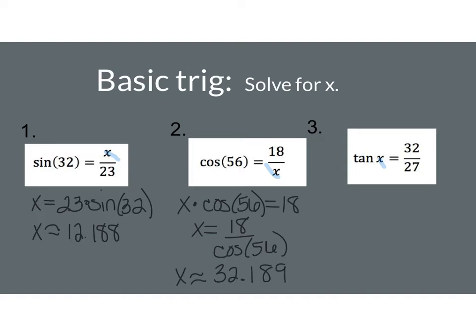For the third example, when you're solving for the angle, that's when you're going to use inverse tangent. That's the tangent with a little -1 in the power, and you take inverse tangent of your ratio. And then round appropriately.